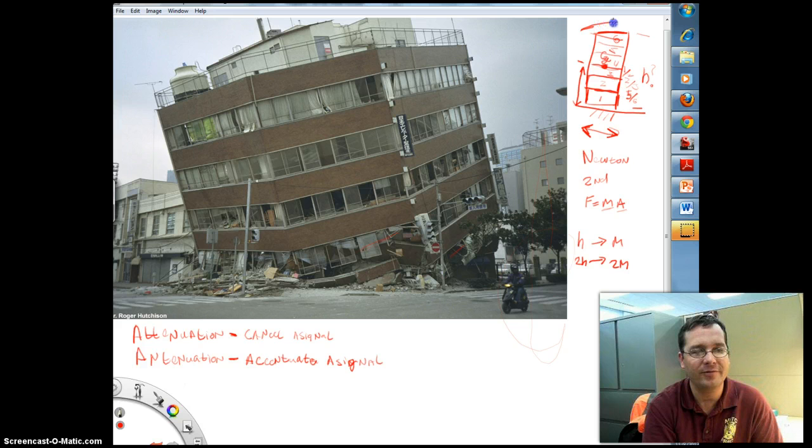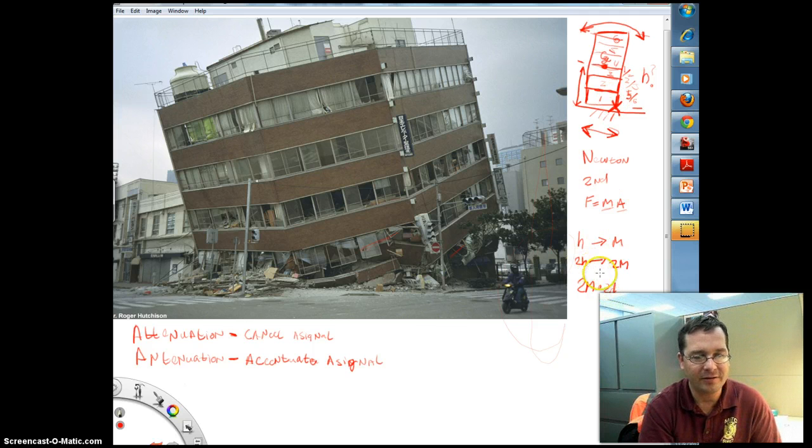We also develop moments. And we'll talk a lot in this course about moments and calculating moments. But a moment is a twisting action that makes this building want to pivot about its base left and right. And that moment depends both on the force that's developed at the center of gravity and the distance of the center of gravity from the ground. So if we double the height, not only is the mass twice as large, but the distance to the center of gravity is twice as large.